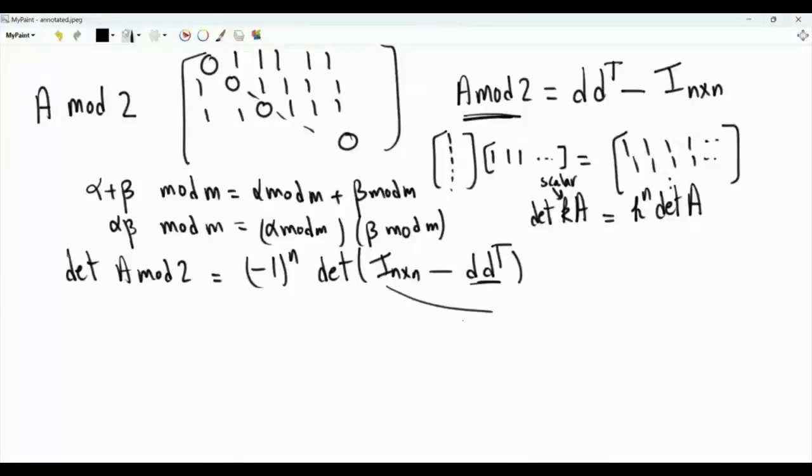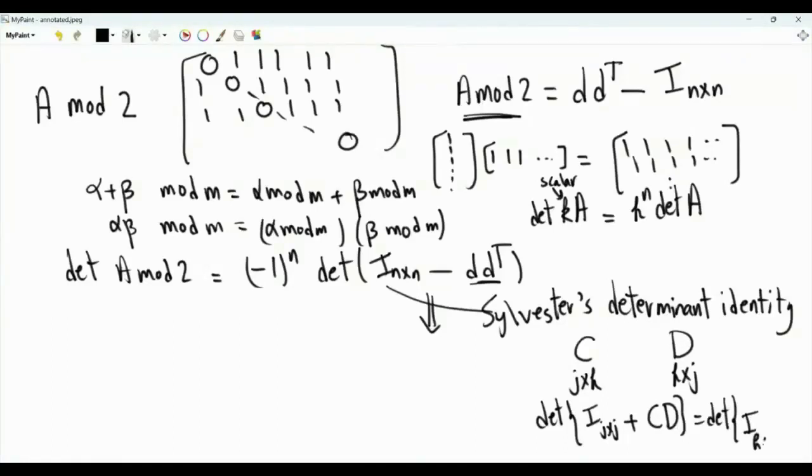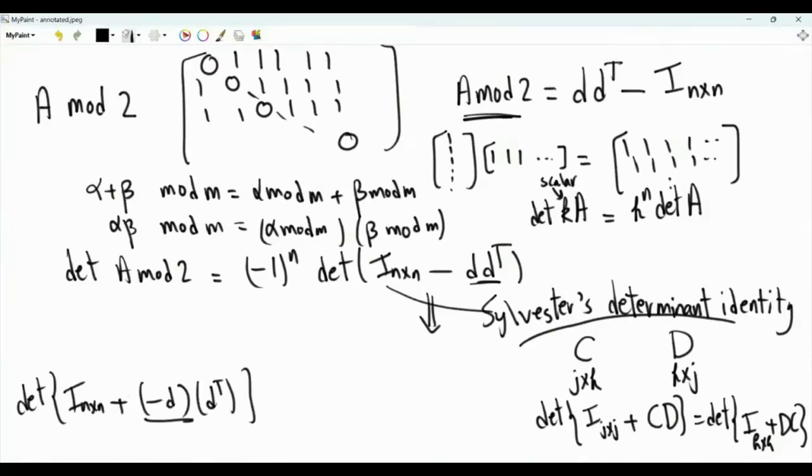What is the determinant of this matrix? Let's apply Sylvester's determinant identity. If matrix C is of size j by k, matrix D is of size k by j, then the determinant of identity of size j by j plus CD is equal to the determinant of identity of size k by k plus DC. Let's employ this result in our case. We are interested in the determinant of identity plus minus d d transpose.